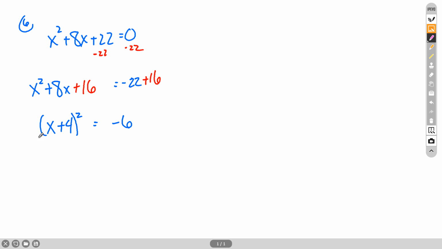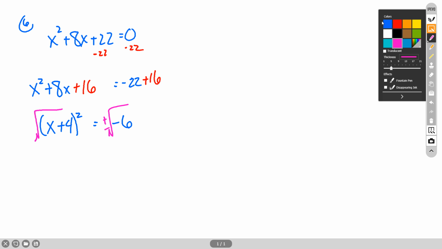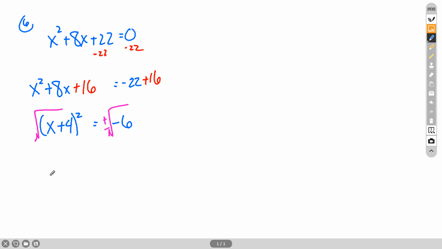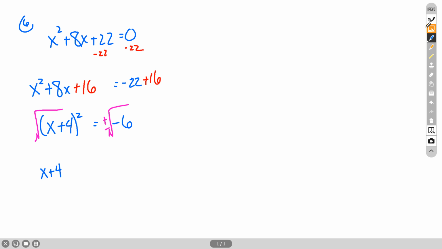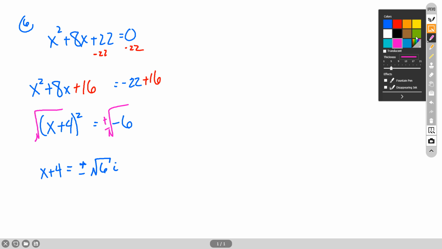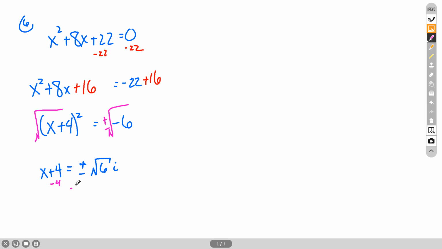Okay, now I can solve. Square root both sides. Don't forget plus or minus. X plus 4 equals plus or minus square root of negative 6, which is square root 6i. Get rid of that negative there. The square root of negative 1 is i. Let's get this 4 out of the way. Minus 4, minus 4.